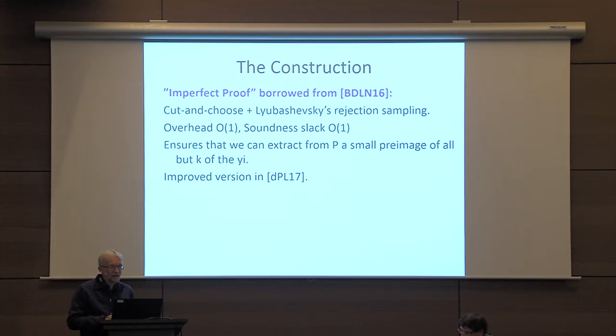Well, the problem is that it only allows us to extract from the prover if he survives the protocol. We get almost all pre-images that we want. We'll be missing up to k of those. And the further problem is that of course, we don't know ahead of time which k it will be that we're going to miss, that's going to be adversarially chosen.